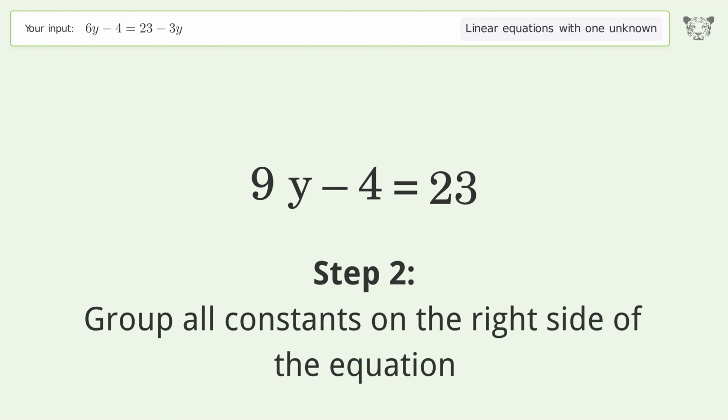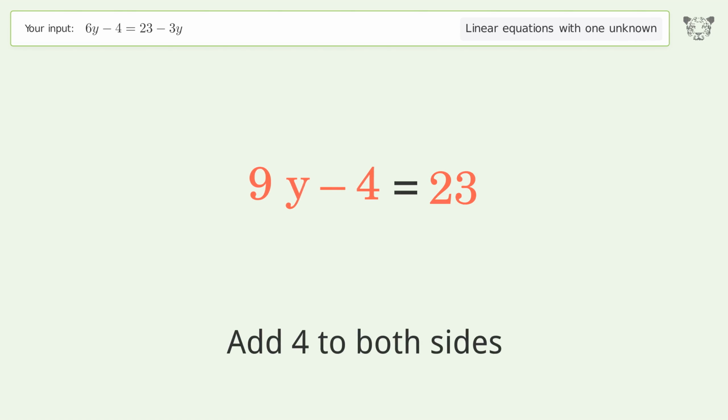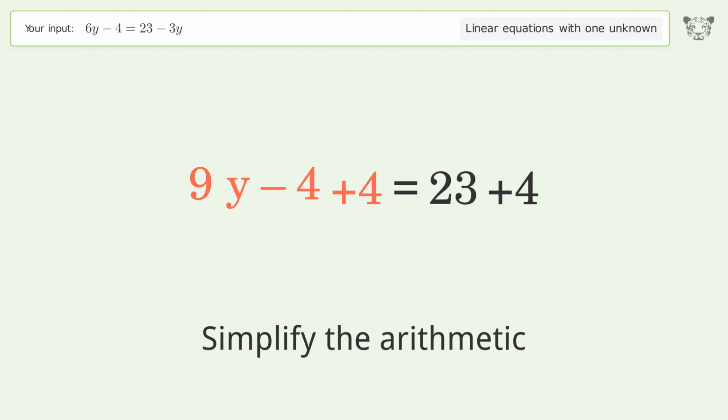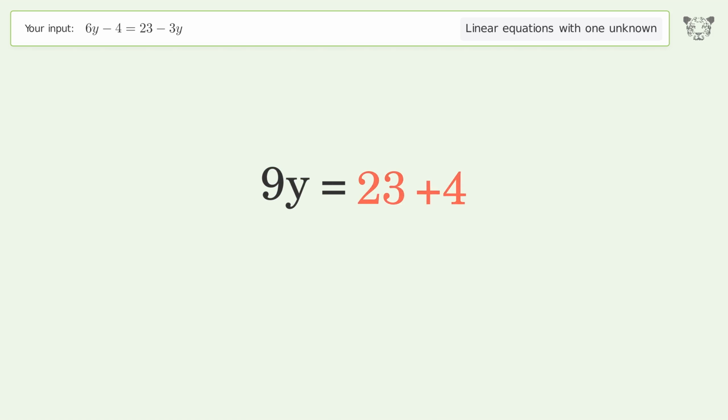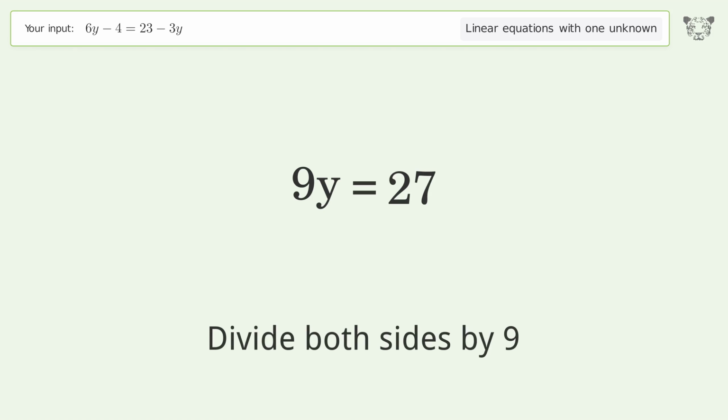Group all constants on the right side of the equation. Add 4 to both sides. Simplify the arithmetic. Isolate the y. Divide both sides by 9.